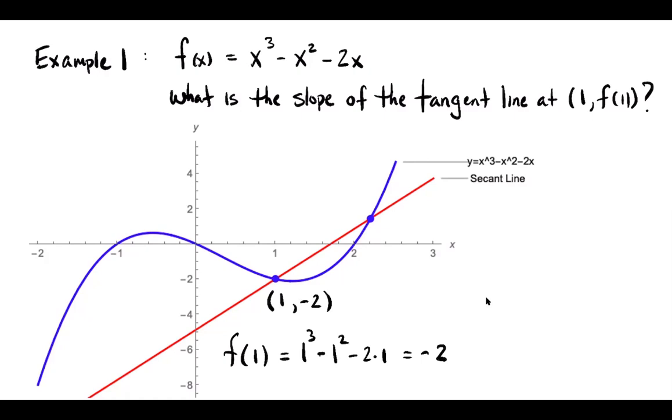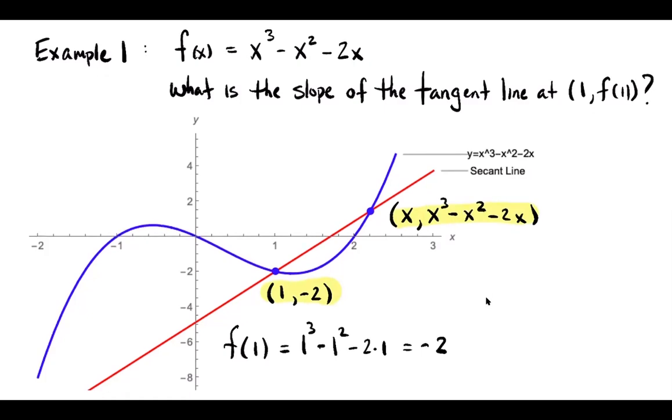The second point up here, I'm going to leave it as a variable. I'm going to just call its input x, and its output, whatever x is, is x cubed minus x squared minus 2x. All right, so now I'm in a position where I've got 2 points. I've got the coordinates 1 comma minus 2. The other one is in terms of a variable, but its first coordinate is x. Its second coordinate is that cubic polynomial. We can compute that secant slope.